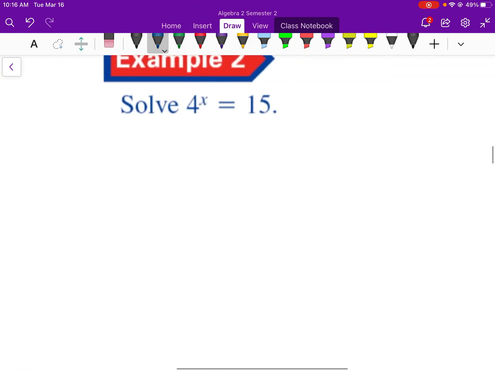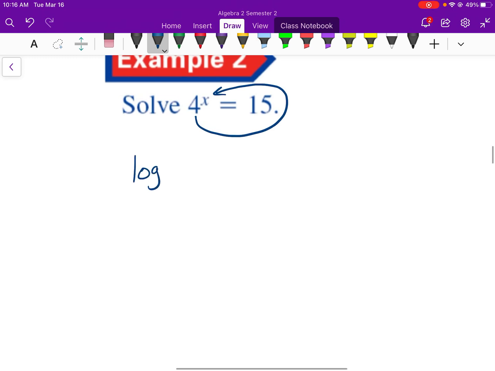Now, where we get an exponent on one side equals a whole number, this is a case where we want to rewrite. Remember, logs are the inverse operation of exponents. So when we rewrite, we get log base 4 of 15 is equal to the exponent. Just by rewriting, we get x isolated. So we need to evaluate that log base 4 of 15.